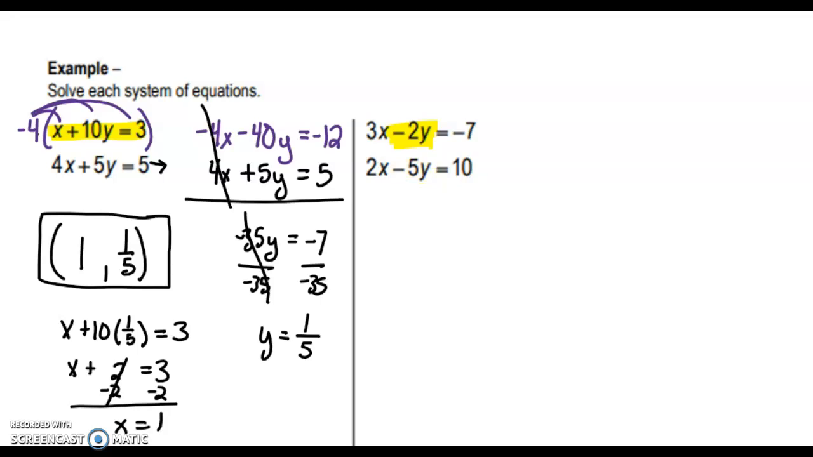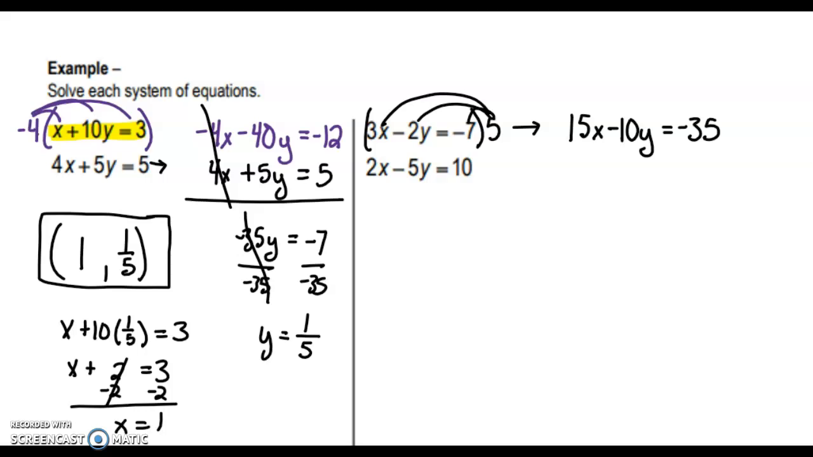So, okay, let's think about if we want to multiply on the top. If you took this entire top equation times 5, that would get you that negative 10y. Let's go ahead and try it. So 5 times 3x, all right, there's 15x. 5 times negative 2y. 5 times negative 2 is negative 10y. And then equals, and 5 times negative 7 is negative 35. Okay, that got me the negative 10y.